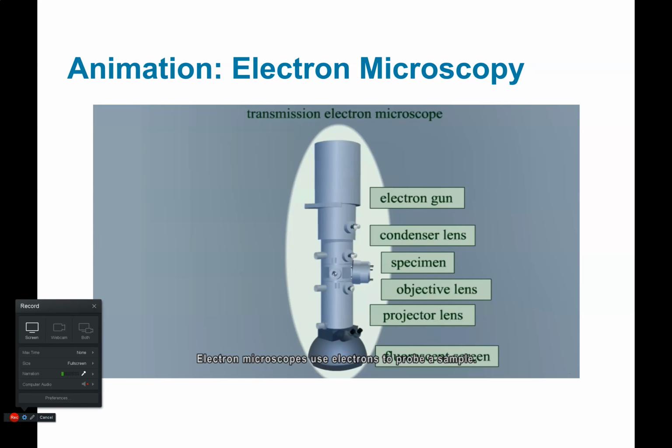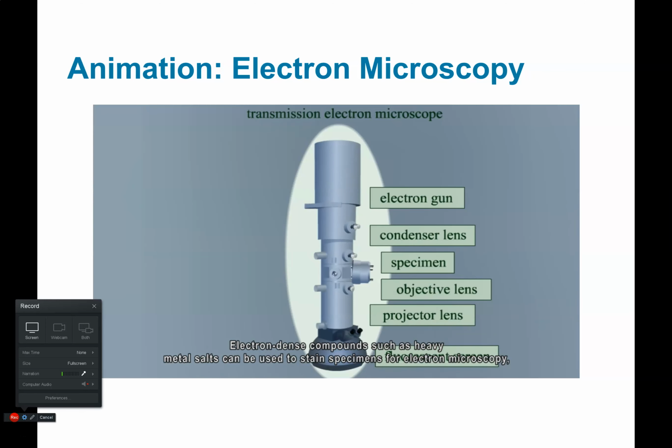Electron microscopes use electrons to probe a sample. Electron microscopes are useful for studying samples in the size range of 10 nanometers to 100 micrometers. This includes specimens as small as ribosomes, up to specimens as large as red blood cells. Transmission electron microscopes, such as the one shown here, are used to produce two-dimensional images of internal structures of cells, while scanning electron microscopes are used to produce three-dimensional images of the surface of specimens.